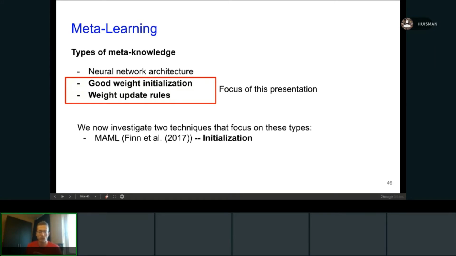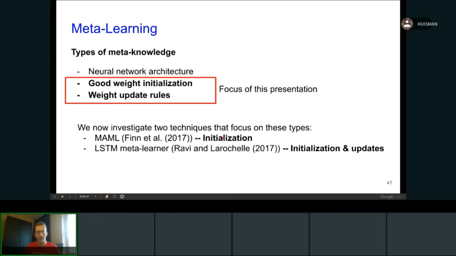So the first one that we are going to take a look at is MAML, which tries to learn a good weight initialization. And the second technique that we're going to take a look at is the LSTM method, which not only tries to learn the initialization, but also tries to learn the weight update procedure, so the learning procedure itself. Okay, so let's start with MAML.